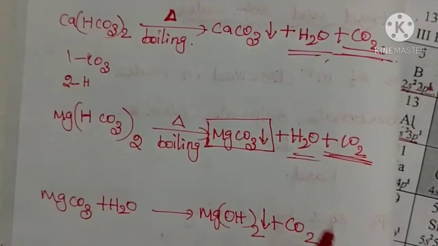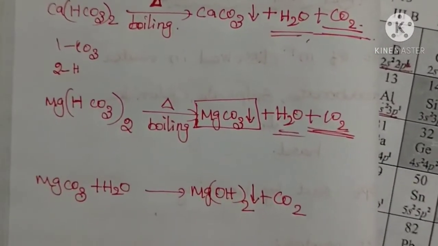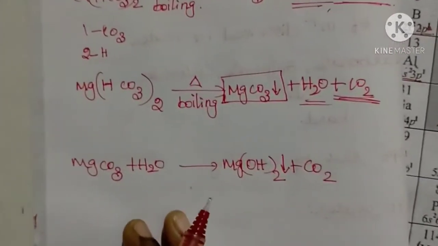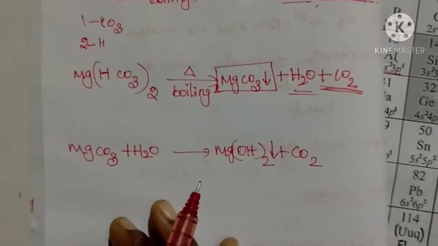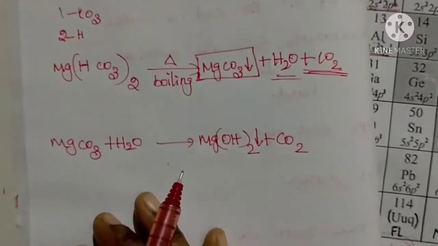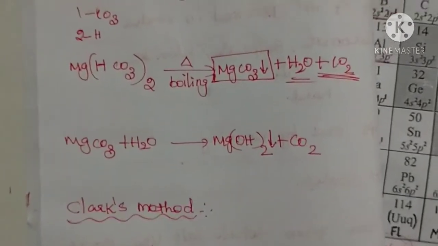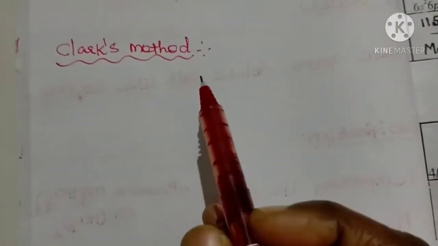So the resulting precipitate is filtered out from the water. You can easily remove the hardness of the water. This is the first method to remove the temporary hardness of water, and the second method is Clark's method.